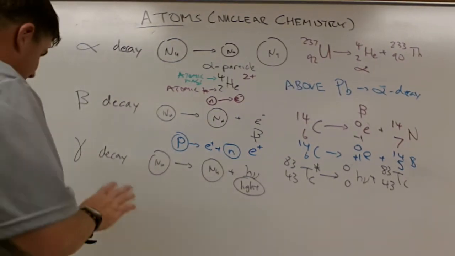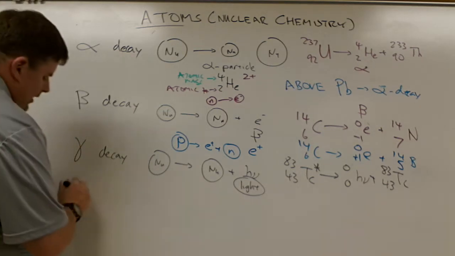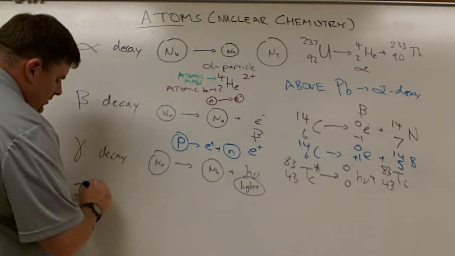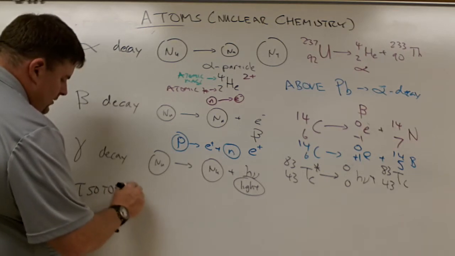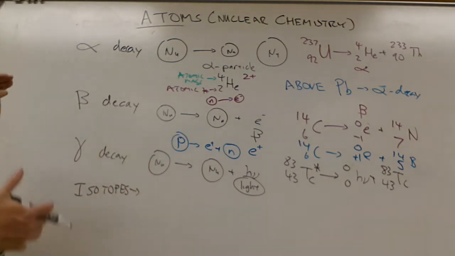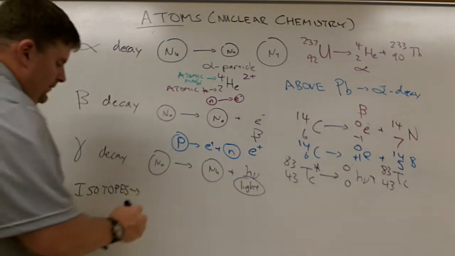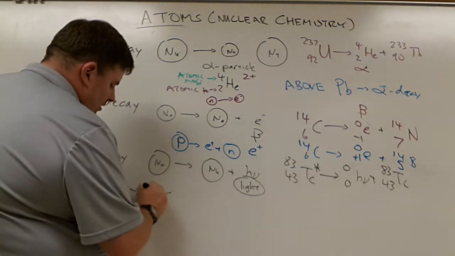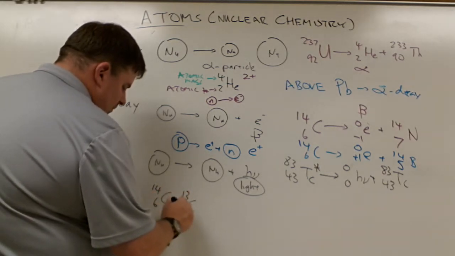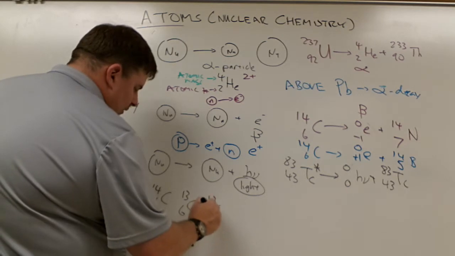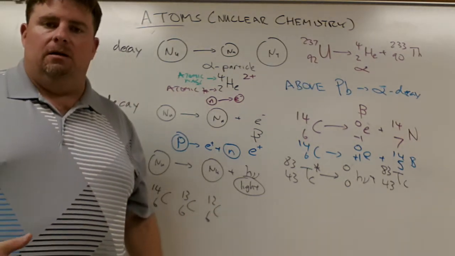And I just realized I didn't define this, so I'll define it right now. If you've got isotopes, they are all the same atomic number, but they have different mass numbers. So carbon 14, carbon 13, and carbon 12, all of these are types of carbons. They just weigh a little bit differently, okay?